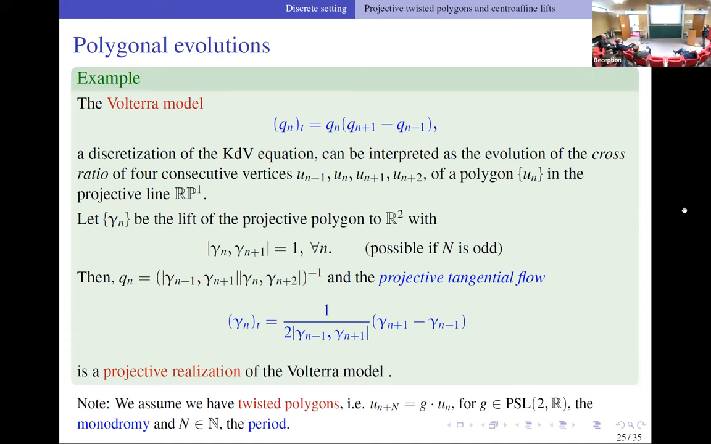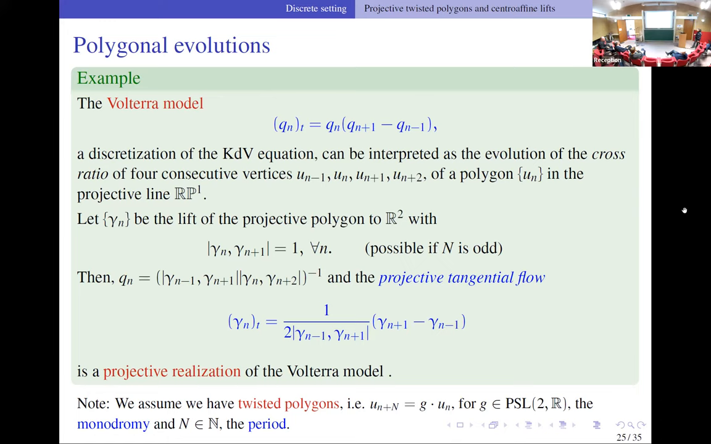Notice that aside from this factor, when you think of a continuum limit, this is just the tangential flow. And it's truly the tangential flow adjusted so that this vector field preserves our length condition. So there is a very, very simple flow of the curve at the polygon level underlying this nonlinear-looking flow at the curvature level. So again, we call this a projective realization of the Volterra model.